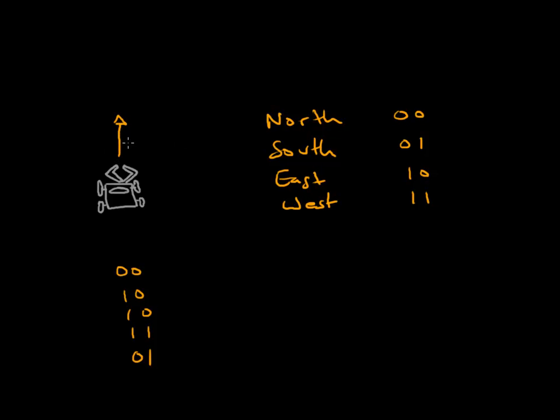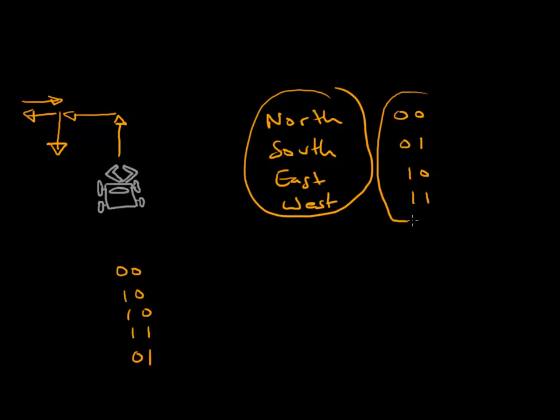He goes north. Then 1, 0 would be east. So he goes east. And then 1, 0 goes east. Then 1, 1, which is west. And then 0, 1 down here, which means he goes south. And so there we've got instructions which are encoded in binary.